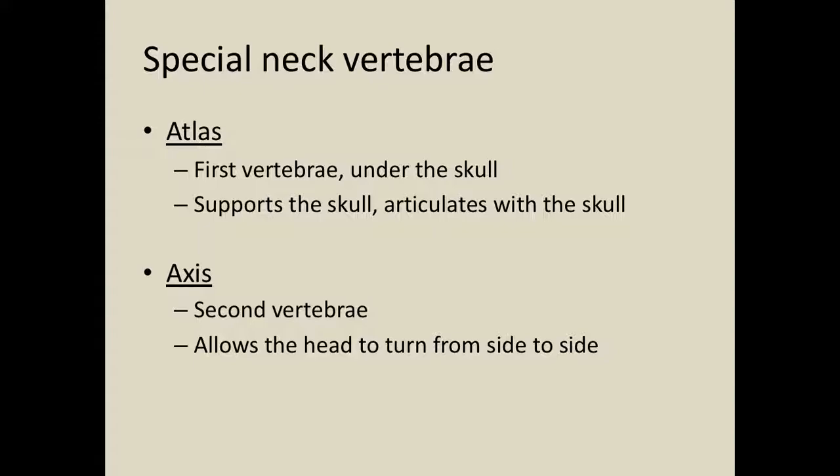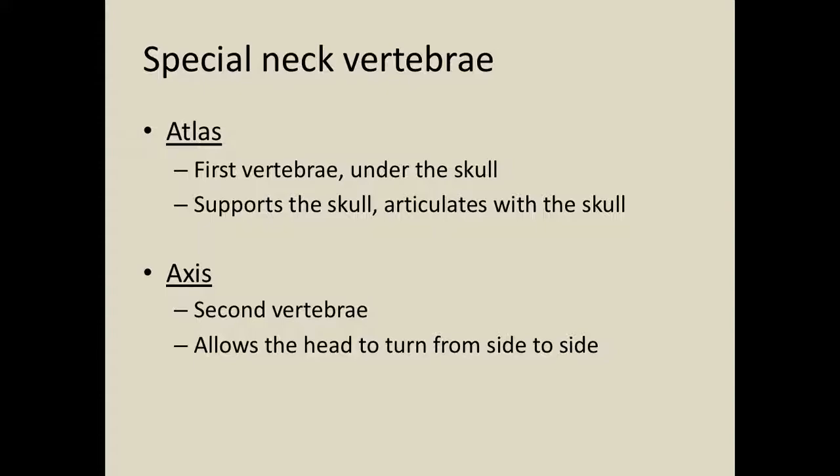In your neck, we have two special vertebrae. The first and second one are pretty important because that's right where your brain is and your skull is, so they have their own names. The atlas is the first one. It's right under the skull. It articulates with the skull.